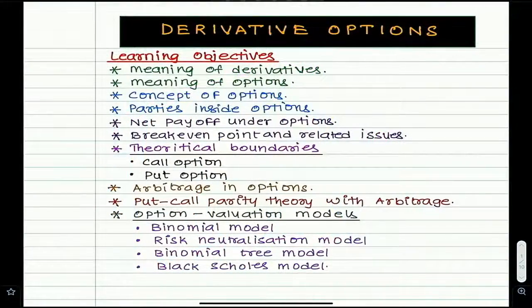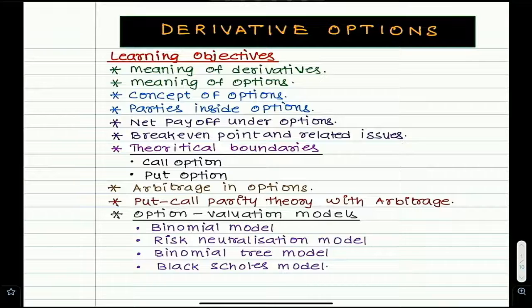What are all the learning objectives? Meaning of derivatives, meaning of options, concept of options, parties inside the options, net payoff under the options, break-even point and related issues, theoretical boundaries on call option and put option, arbitrage in options, put call parity theory with arbitrage, option valuation models, binomial model, risk neutralization model, binomial tree model, Black-Scholes model. So these are all the various concepts that we have to cover.